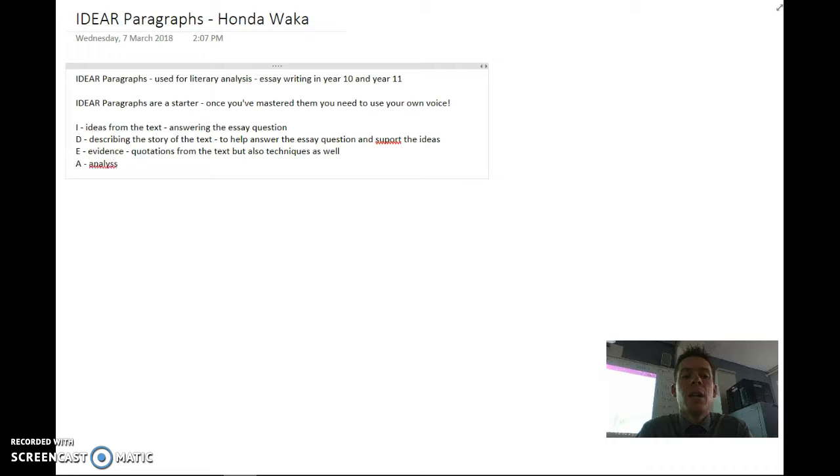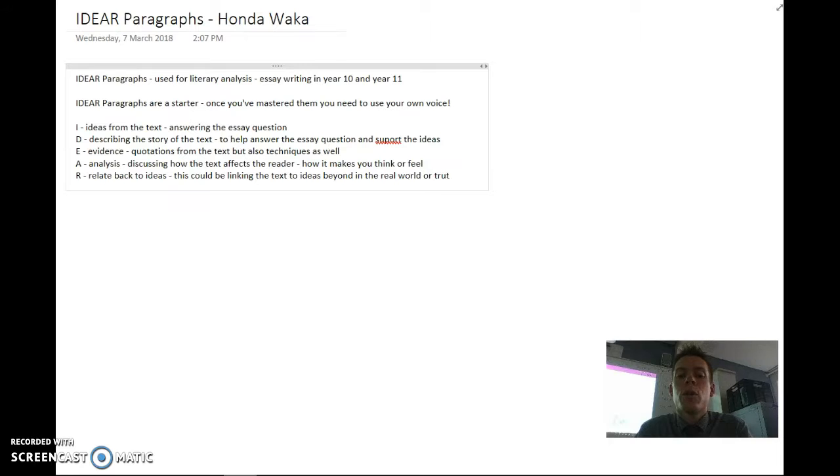The A is analysis. Now this is a bit of a tricky one. Essentially what it means is discussing how the text affects the reader, how it makes you think or feel. And then finally, the R is where we relate back to ideas. This could be linking the text to ideas beyond in the real world or truths about the human experience.